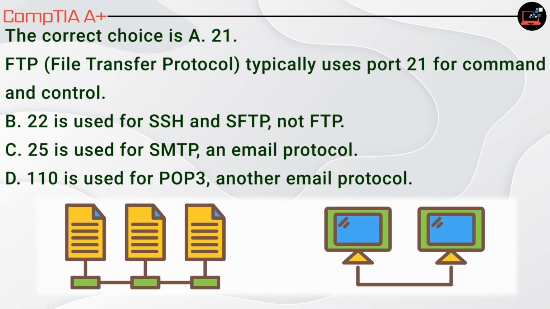The correct choice is A, 21. FTP, File Transfer Protocol, typically uses port 21 for command and control. B, 22 is used for SSH and SFTP, not FTP. C, 25 is used for SMTP, an email protocol. D, 110 is used for POP3, another email protocol.